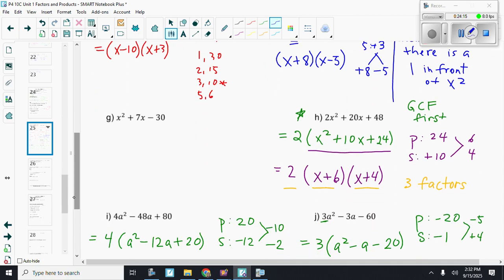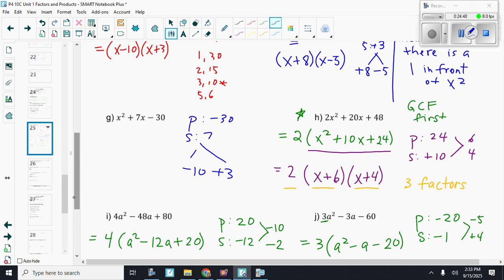So let's look at G. Same thing. Our product is negative 30, our sum is 7. So two numbers that multiply to give me negative 30 and add to give me 7. Somebody tell me what they are. Okay, if I do negative 10 and positive 3, when I add them, will I get positive 7?